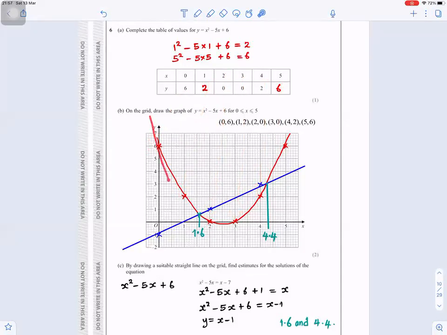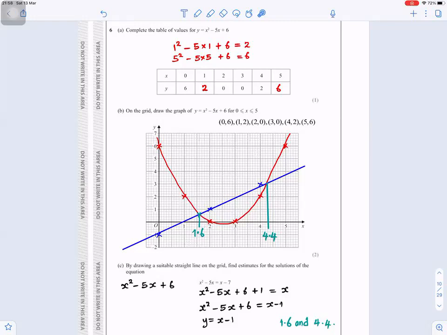You join them with a smooth curve. Don't use a ruler because it's a parabola, a U-shaped curve, smiley face. Now, part B, and you need to plot all the points to get full marks. Don't just plot a couple of them.